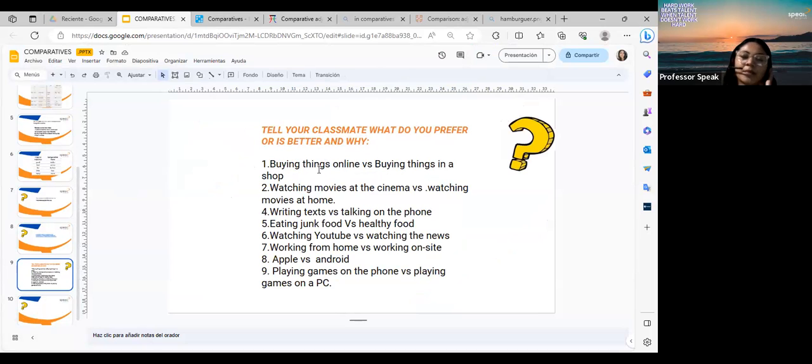For example, buying things online versus buying things in a shop. You can say something like, I think that buying things online is better because it's faster, it's safer. I don't know, you can use one of those. The thing is that you practice the comparatives with your partner. We have 9 questions. Do you have any question about this activity?